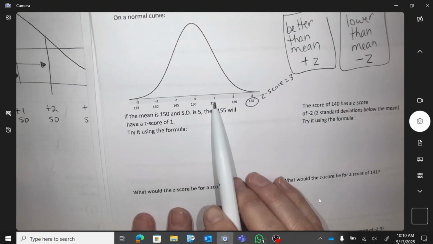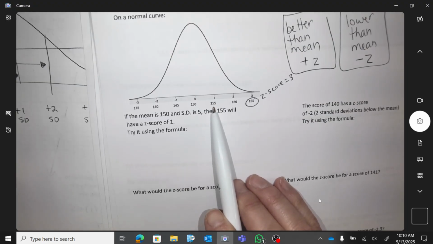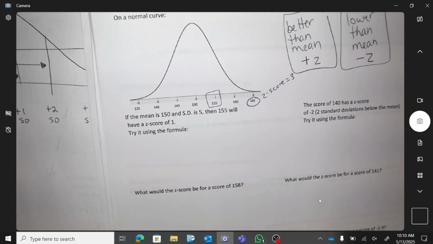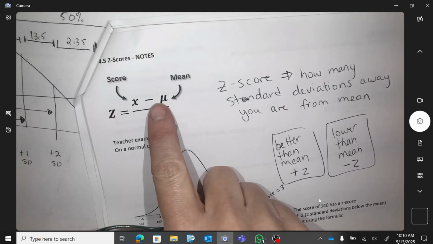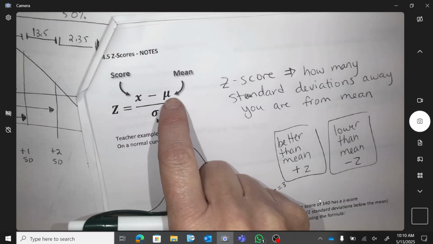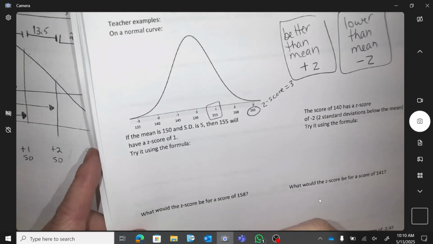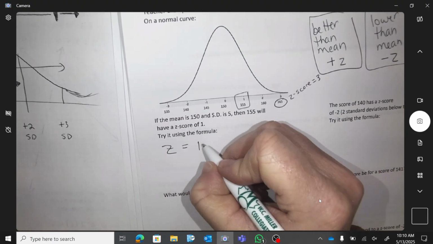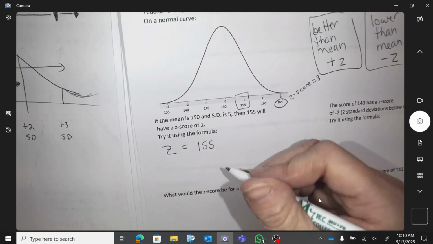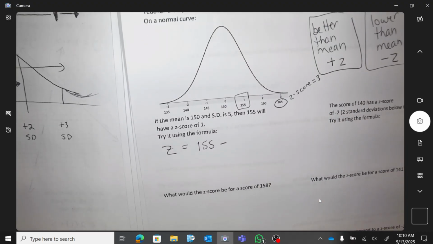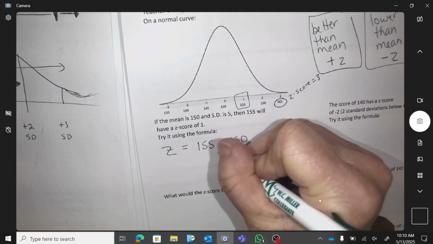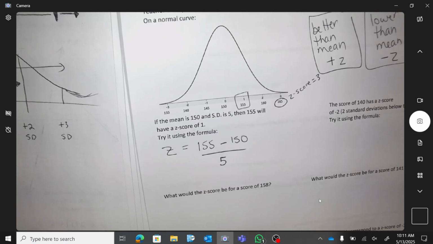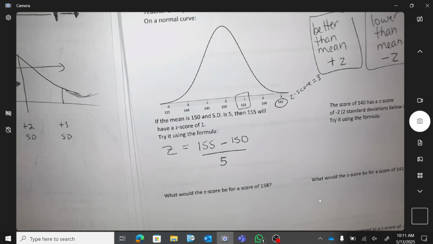On this chart, I've told you 155 is exactly a Z-score of 1. But we're going to use this formula to see why that holds true. So here's your formula at the top of the page: your score, subtract the mean score, divided by the standard deviation. So Z equals my score, the score of 155, subtract the average score, 150, divided by the standard deviation. And we said this should be 1 because it said that on the chart.